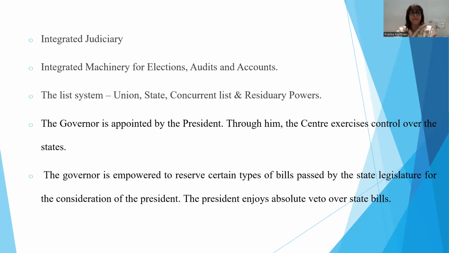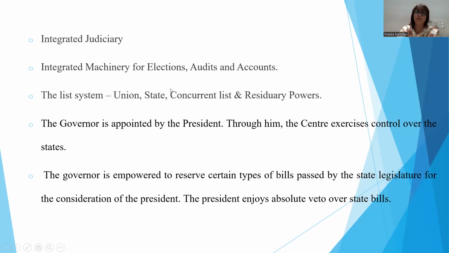Okay. Then we have an integrated machinery for elections, for audits and accounts. This also we have discussed earlier. We follow a list system. We have a union list, state list, concurrent list. Union list has maximum items or topics or subjects on which the parliament makes laws, then followed by state list. It originally had 66 and now it has 61 items, subjects on which each state can make laws. Then we have the concurrent list.